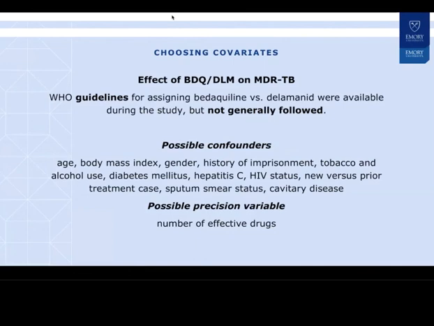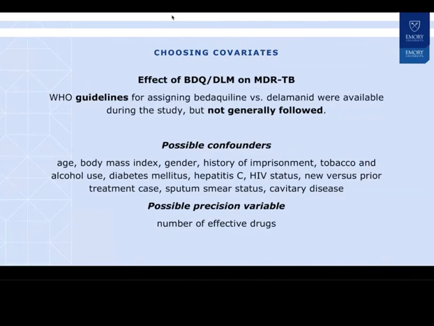So we came up with this list of possible confounders based on this discussion. You can see the list here. If you work in TB, you'll see some familiar guys in there, like HIV status, where the disease is in the body, and so forth. And then there was one possible precision variable that we identified, and that's the number of effective drugs that a participant was on.